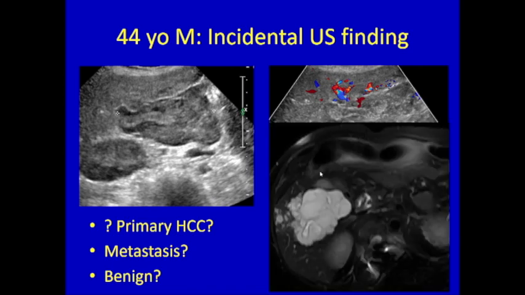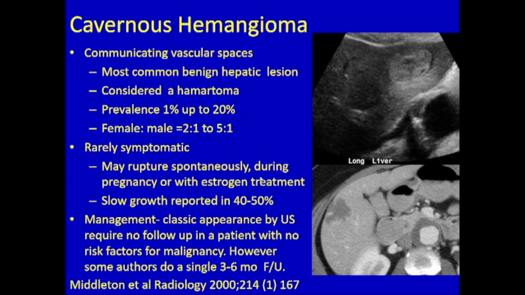So this patient in my practice will go on at this point to an MRI, and this is an obviously T2 bright lesion, hemangioma. So these are our most common incidental benign hepatic lesions. They're considered a hamartoma, anywhere from 1 to 20%. Rarely are symptomatic. Occasionally they will enlarge during pregnancy and very, very, very rarely will bleed.